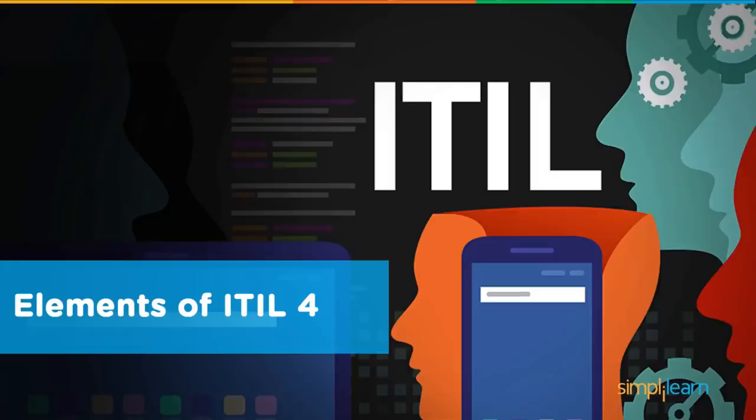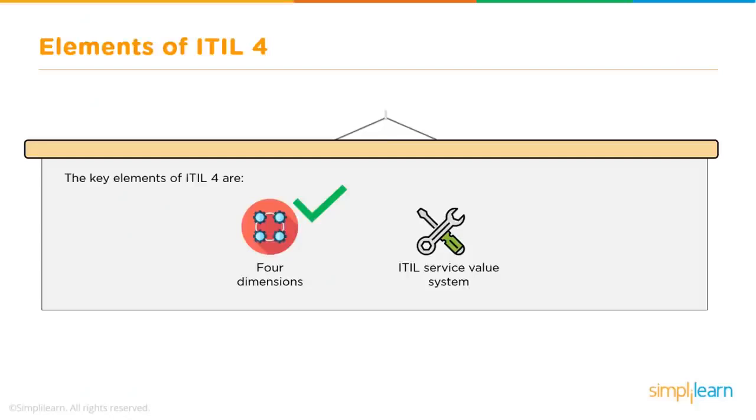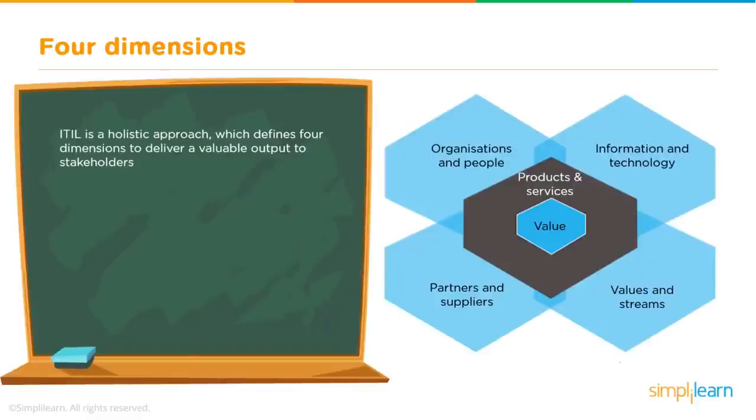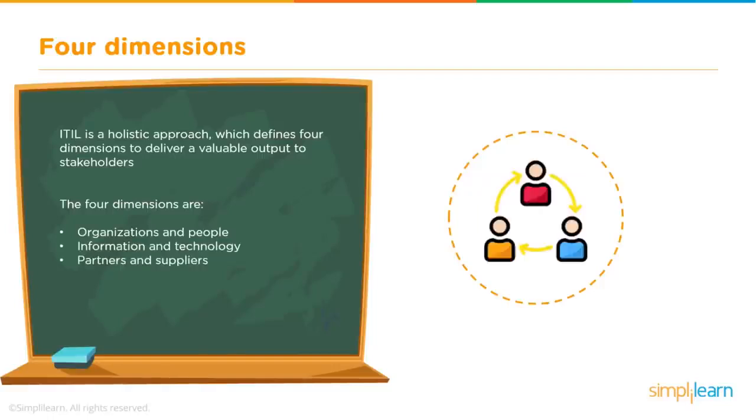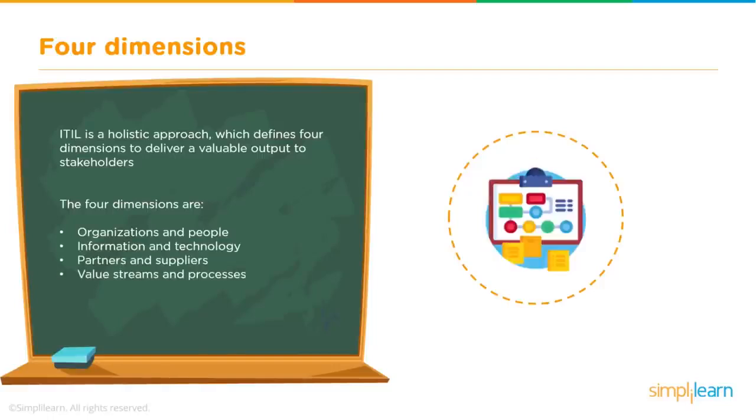So, the elements of ITIL 4. Here we are going to look at two main elements defined in ITIL 4, that is the 4 dimensions and the ITIL service value system. Let us look at the 4 dimensions of services. The 4 dimensions of services involve organizations and people, information and technology, partners and suppliers, and value streams and processes. It is always required to look at a service with a holistic picture. Having this holistic picture requires a correct understanding of these 4 dimensions of services.